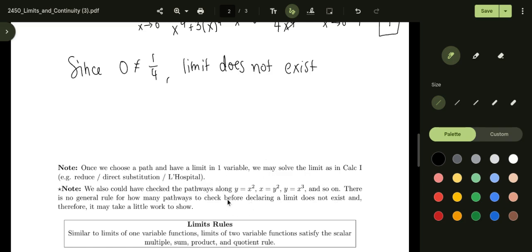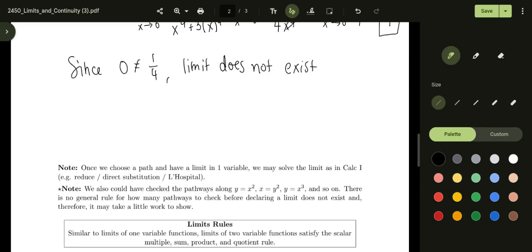So for x, y to approach 0, 0, you could have checked along the curve y equals x squared, or x equals y squared, or y equals x cubed, and so on. Any one variable function that passes through 0, 0 could have been checked as a pathway. So it's going to take a little bit of work to show and a little bit of creativity to choose those paths that you're testing.